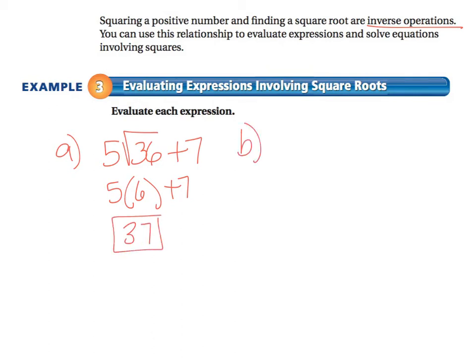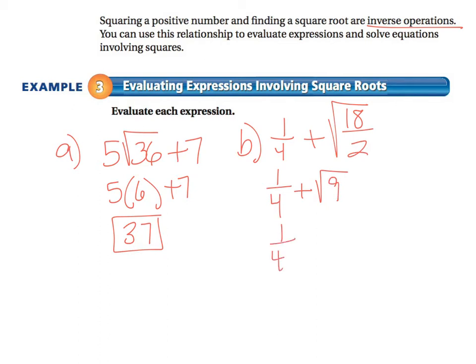Example B. 1/4 plus the square root of 18 halves. Now, you may ask yourself, well, Mr. Humphreys, I can't take the square root of 18 or 2. That's going to give me a decimal. But simplify it. 18 halves, or 18 divided by 2, is just the square root of 9, which gives me 1/4 plus 3, which gives me 3 1/4. So my answer is 3 1/4.